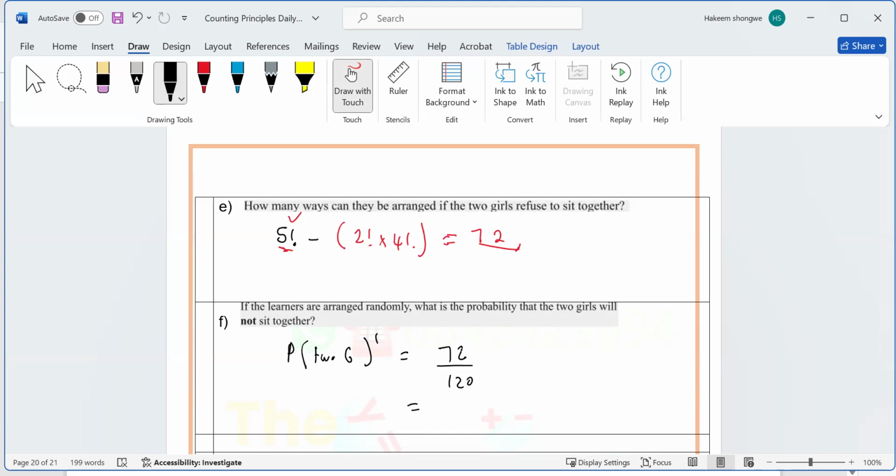72 over 120. We're having 3 over 5. 3 all over 5. Okay, I think it's clear, Mr.